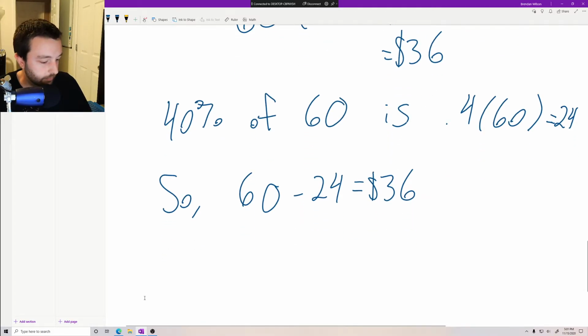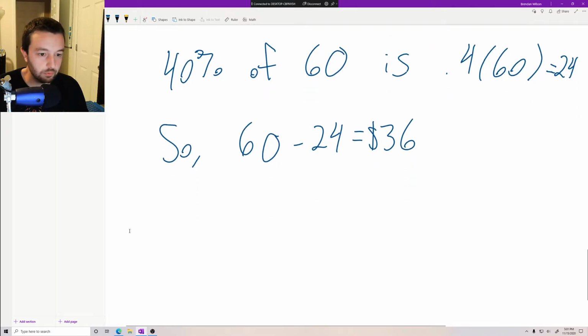All right. So that's how sales tax would work, and that's how percent increasing and decreasing are working. And I mean, as we saw, sales tax is really just raising it by 6%. Okay.